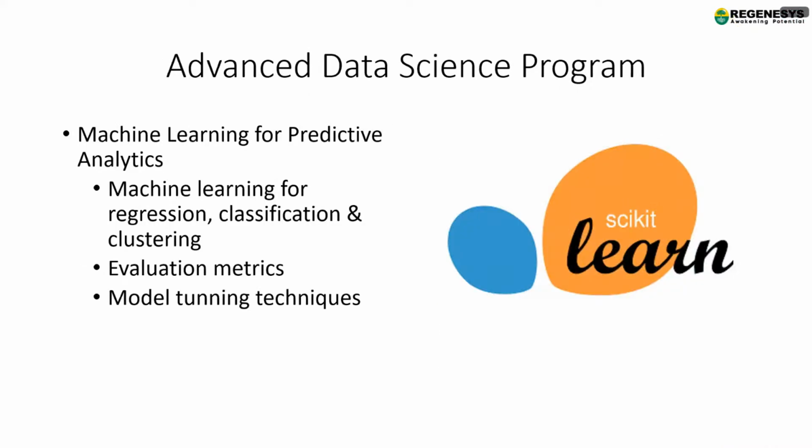The last level, which is about the advanced data science program, here you will start with machine learning for predictive analytics. So you will be using the scikit-learn package, and you will build applications like regression, classification, and clustering, and learn various ways to evaluate the performance of these models. It may happen sometimes that these machine learning models may not achieve the required performance. In such a case, we will also teach you techniques which will help you tune these models to improve the performance.